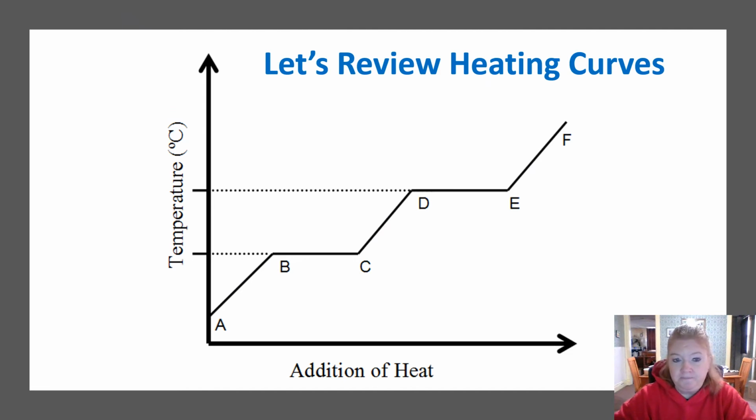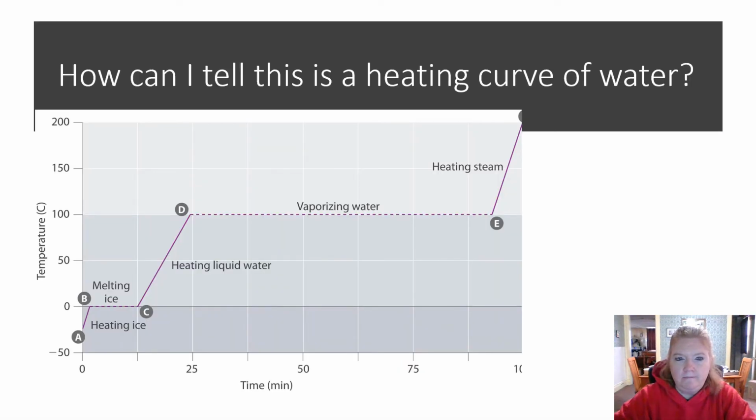So let's review. How can I tell this is a heating curve of water? I look for the boiling point and the melting point. If the boiling point is 100, where this long flat line is, and the melting point is 0, bam, water. Melting points and boiling points can identify substances.